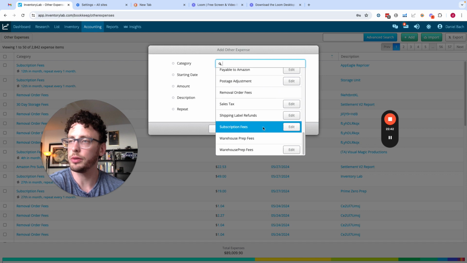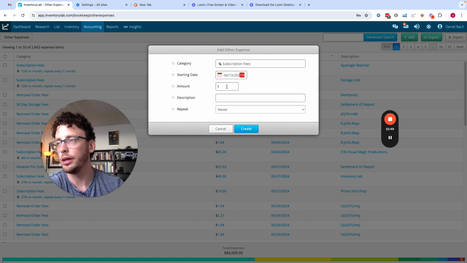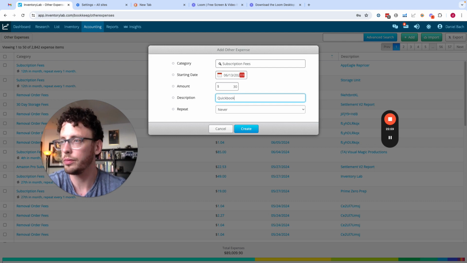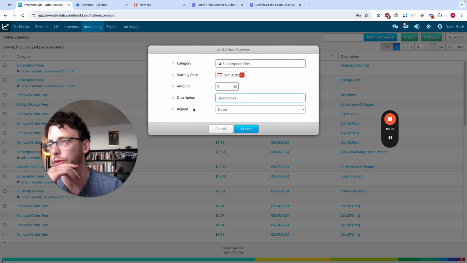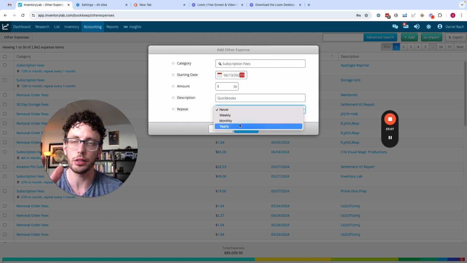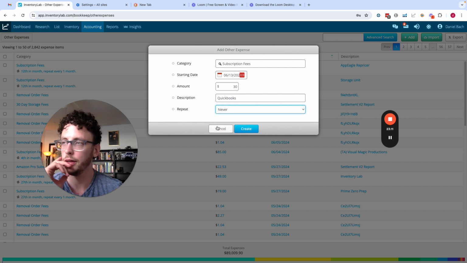So subscription fees, you could just put it right there. Starting date, so when are you starting the subscription? Maybe this would be like the first time you got billed, and then you'll put in the amount. Let's say it's $30 for QuickBooks, or this could potentially be for a repricer, and then you could repeat it weekly, monthly, or yearly depending on the subscription. Most software subscriptions are going to be either monthly or yearly.